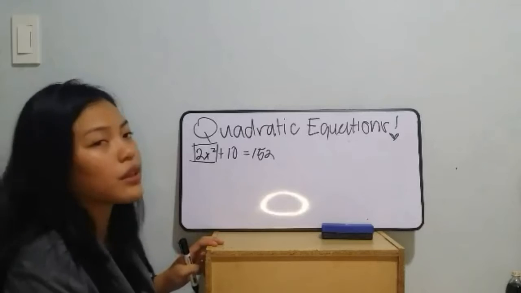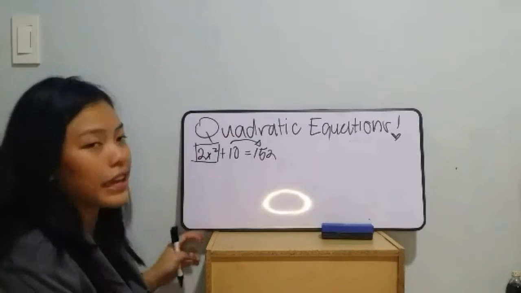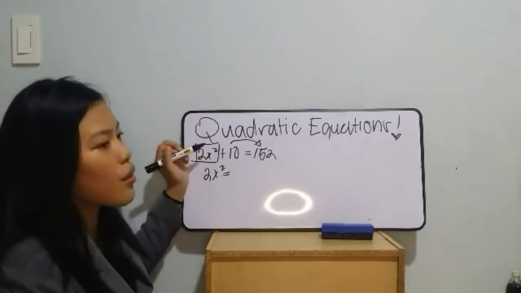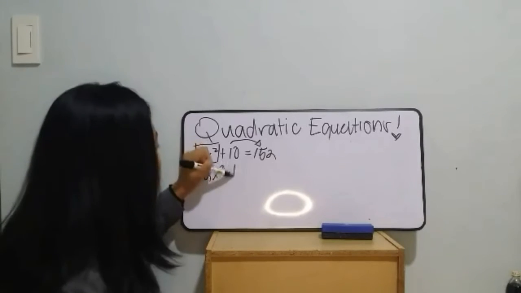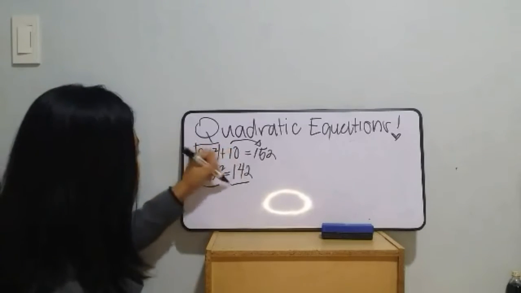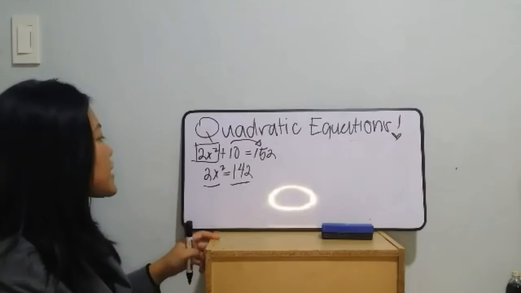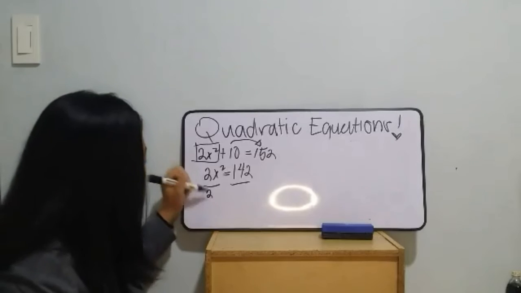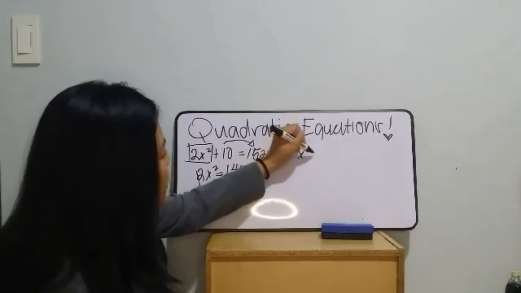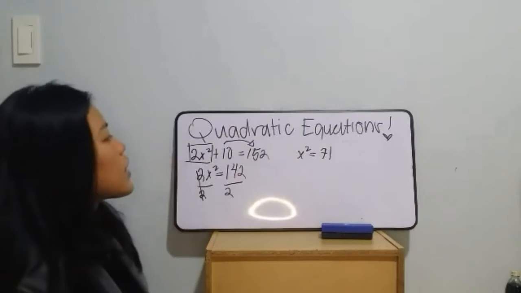By doing that, we're going to transfer 10 to the other side, so that makes it negative. So you have 2x squared is equal to 152 minus 10, which is 142. We're going to divide both sides by 2 to cancel out the 2. So now we have x squared is equal to 71. Now we're going to square root them.